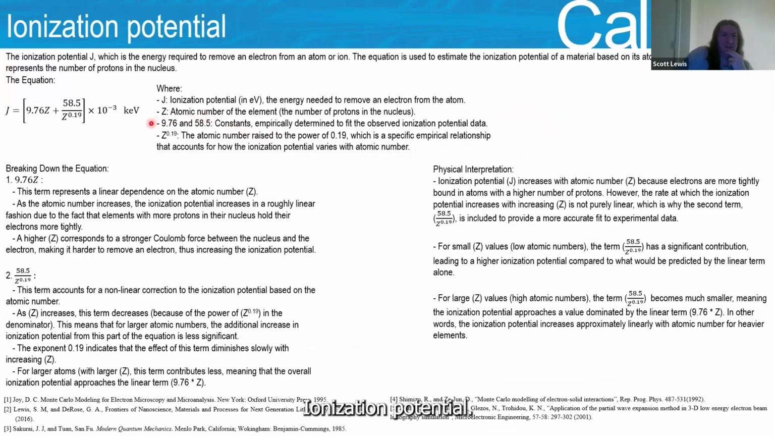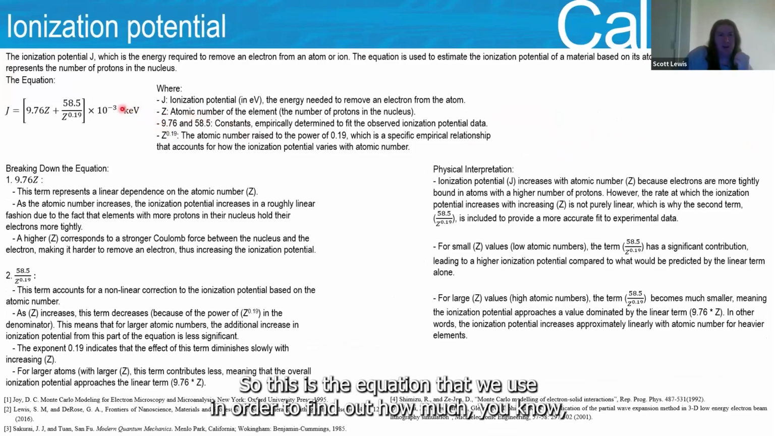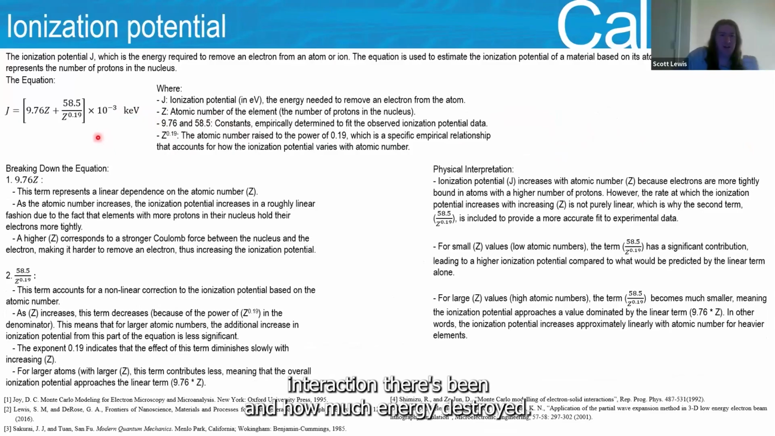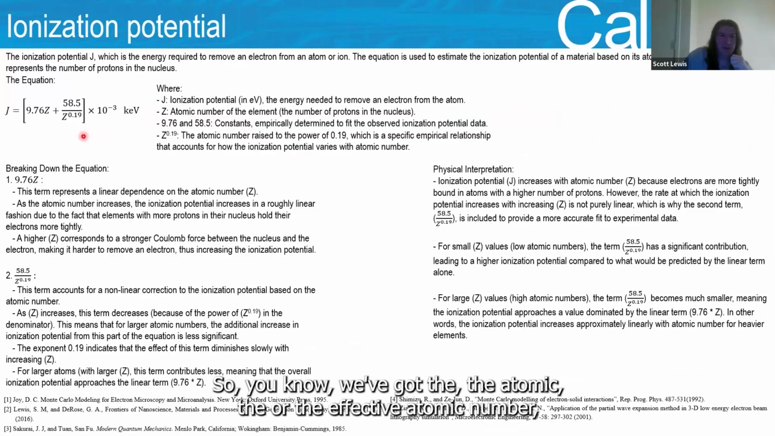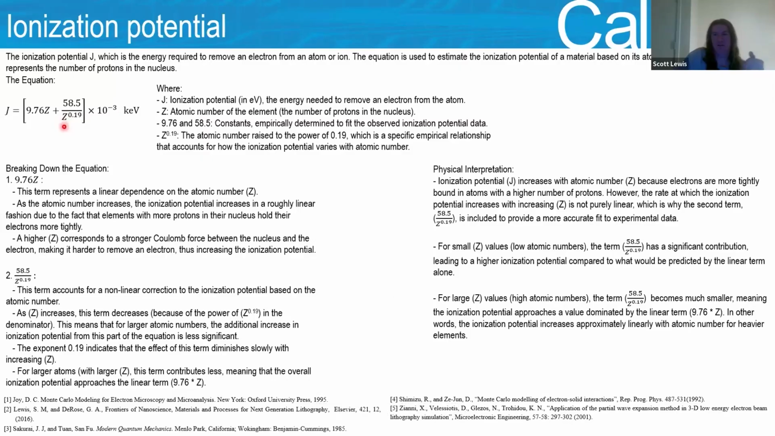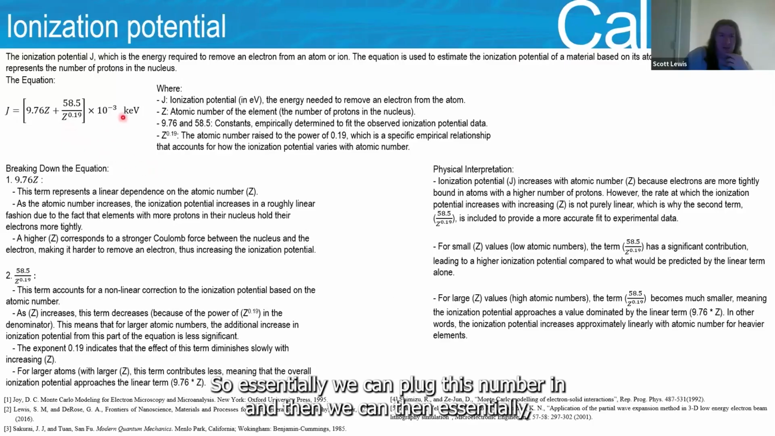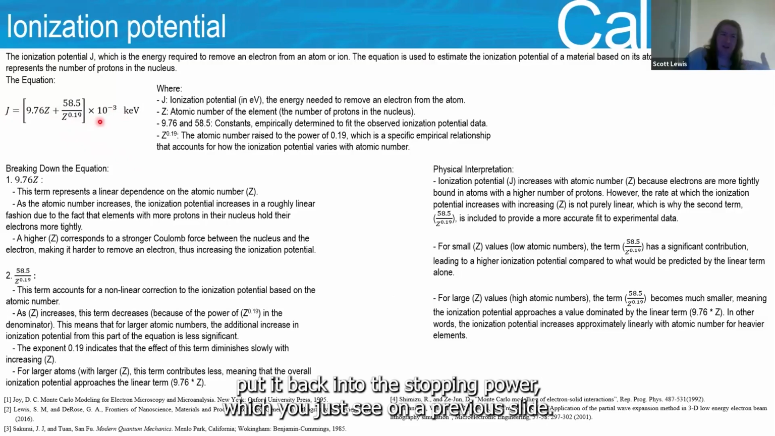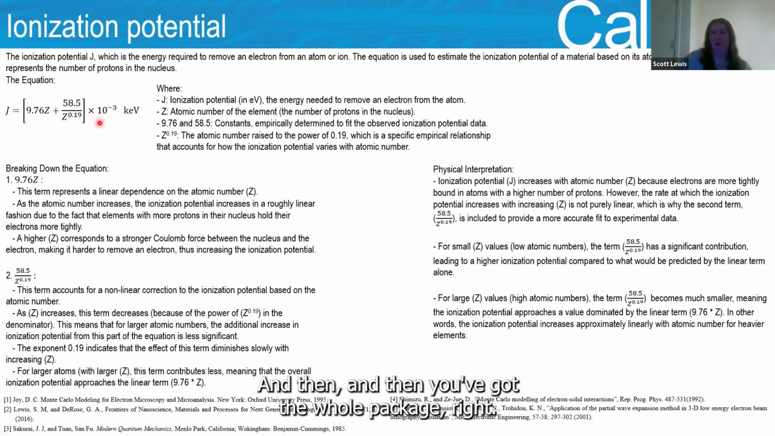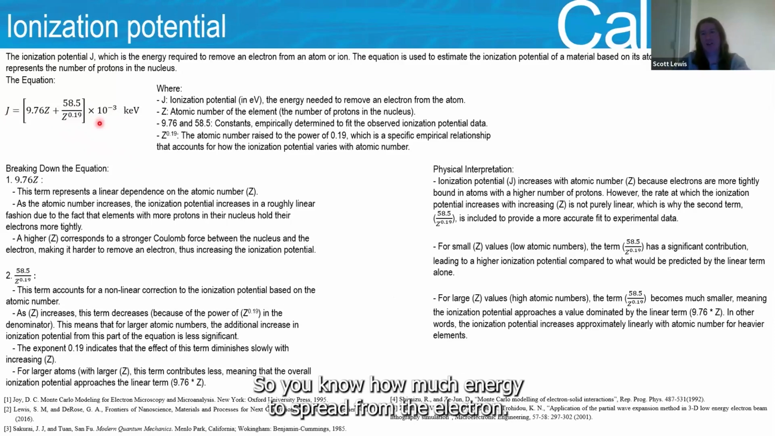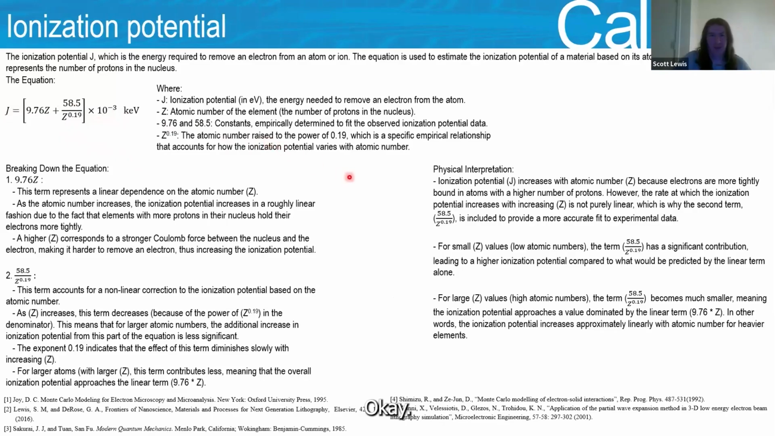Right, ionization potential. So this is the equation that we use in order to find out how much interaction there's been and how much energy to strip. Okay, so we've got the atomic or the effective atomic number, but if it's just like a one species material, this will work fine. Okay, so essentially we can plug this number in, and then we can put it back into the stopping power, which you've just seen on a previous slide, and then you've got the whole package, right? So you know how much energy to strip from the electron.